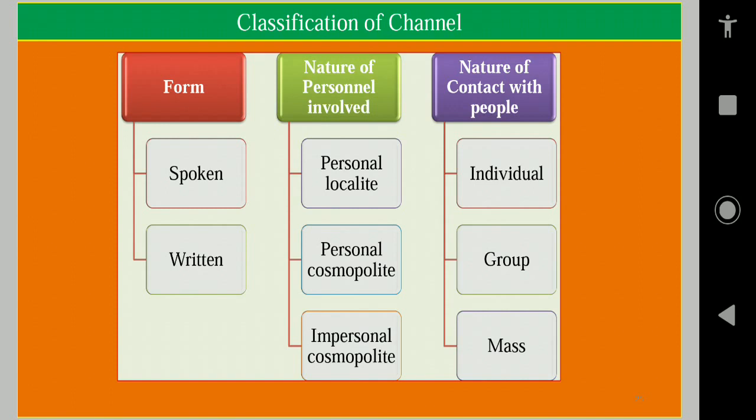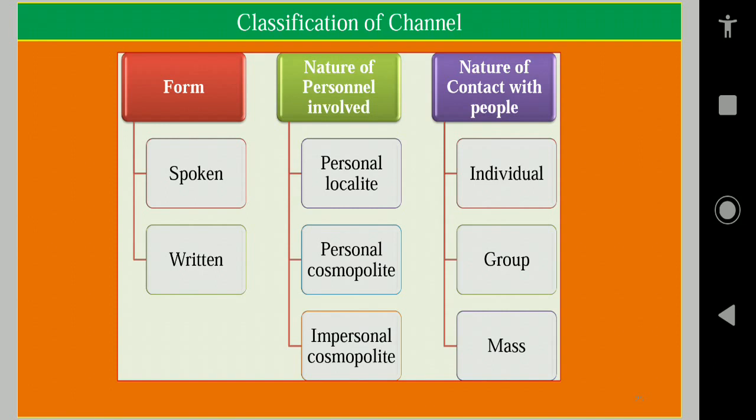Then come to according to nature of personnel involved. According to nature of personnel involved, these are divided into three parts, that is personal localite, personal cosmopolite, impersonal cosmopolite. Personal localite means what? Personal means that is a person, and localite means that is from a local area. Okay, for example local leader. Local leaders are local people who belong to the receiver's own social system. And personal localite channels are important in traditional social system. Okay, they are from the local area of that receiver.